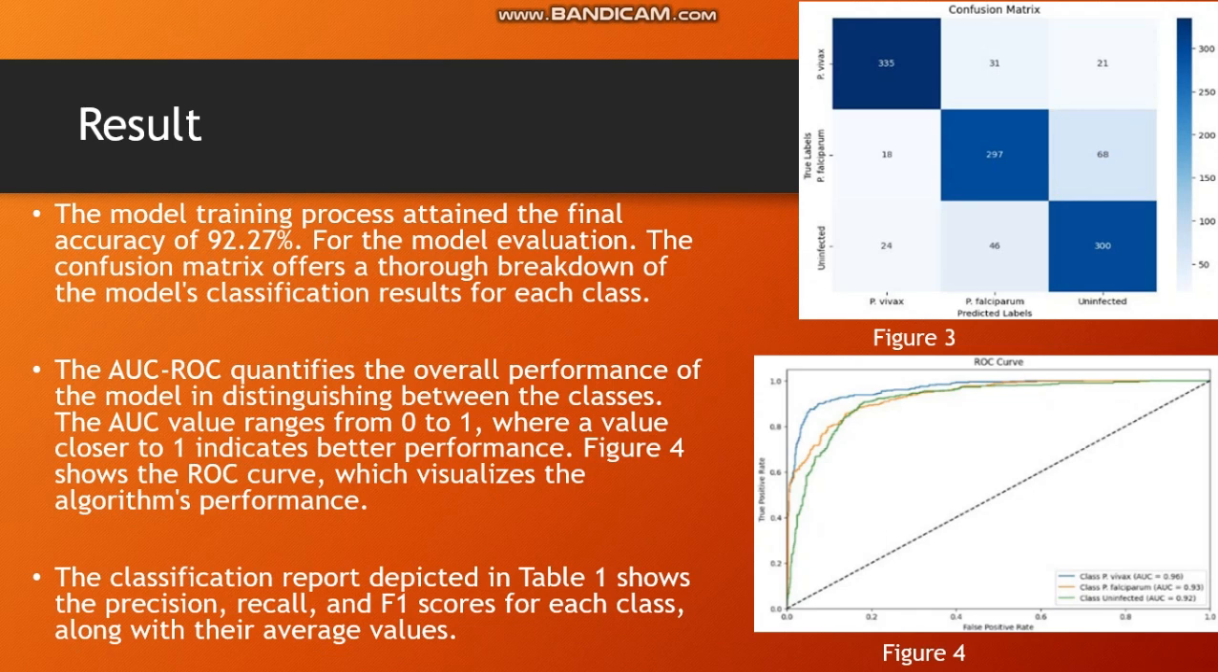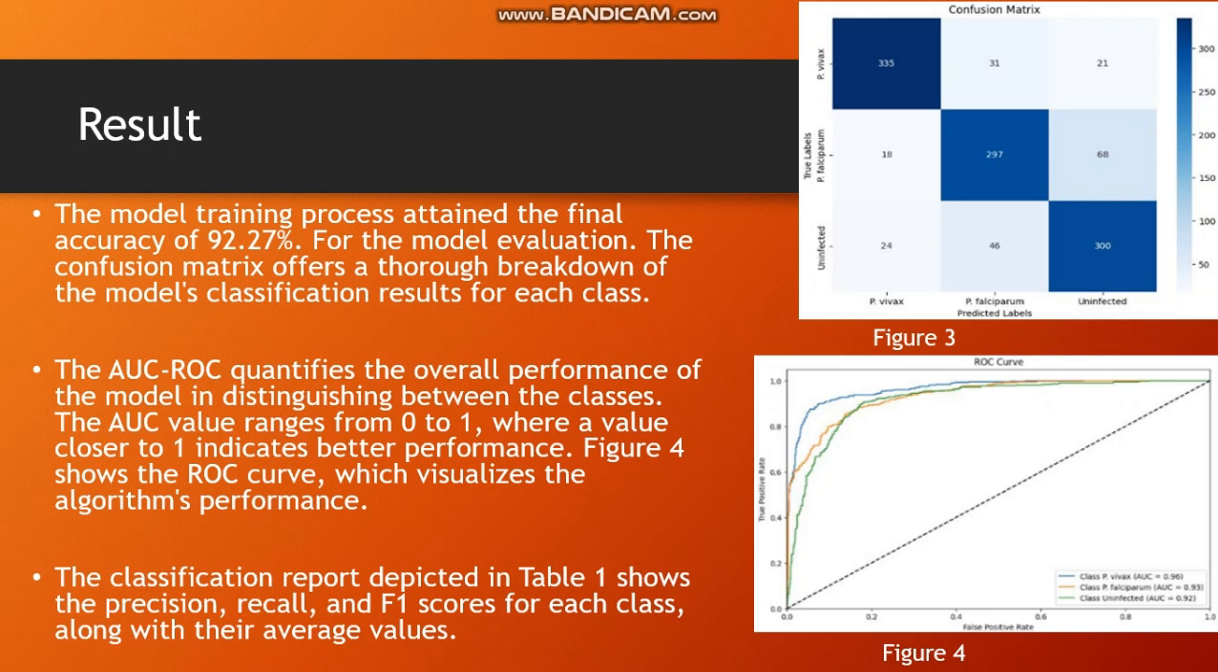The results obtained. The model training process attained a final accuracy of 92.27%. In evaluating the model, the confusion matrix was used, as shown in figure 3, showing how well the model was able to identify and classify between the images infected with P. falciparum and P. vivax, and also the uninfected smears.